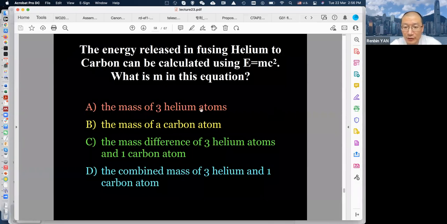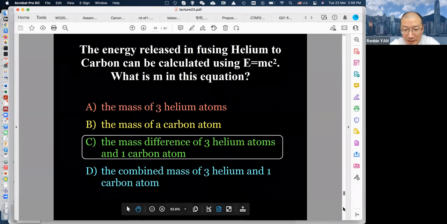Okay, so a few of you answered, so I will continue. Thank you to those of you who have answered. You all got it correct. The correct choice is C. It is the mass difference between 3 helium atoms and 1 carbon atom, because this m is the mass difference before and after the reaction, not A or B or D.